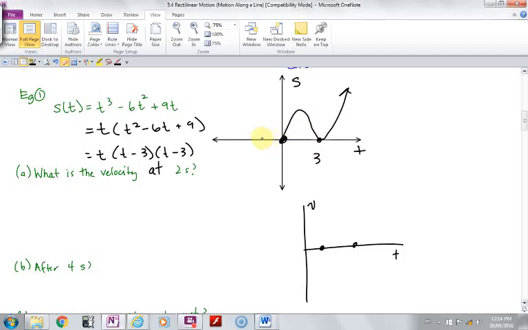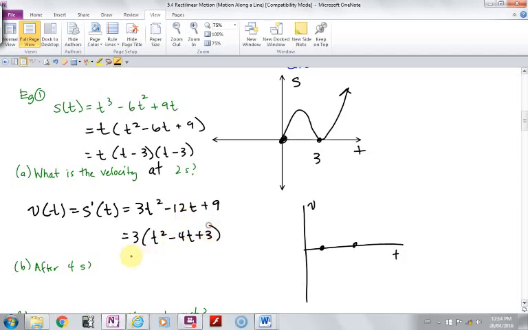Now, what about the velocity function? How would we figure out what the velocity function is here? Take the derivative. So the velocity function is going to be the derivative of the position function. So that is 3t squared minus 12t plus 9. And that factors to be 3 times t squared minus 4t plus 3. Does that factor any further? T minus 3, t minus 1, I think. Right?